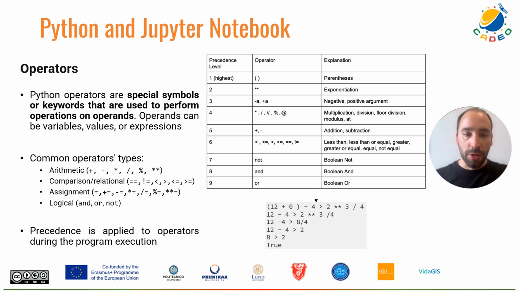Finally, we have logical operators such as and, or, not, and those are used to perform logical operations. It is important to know that precedence applies to these operators during program execution. This means that some operators are evaluated before others, which affects the results of our expressions.